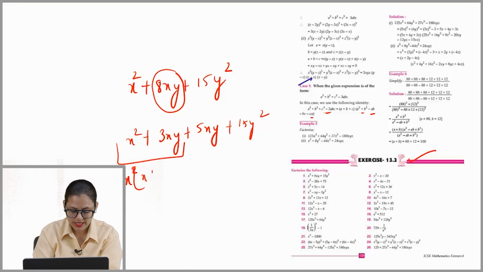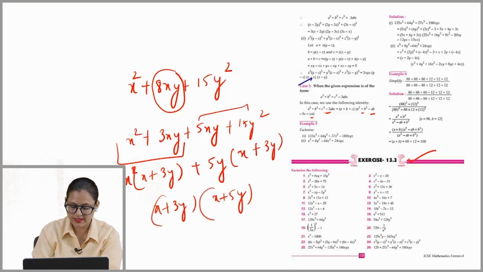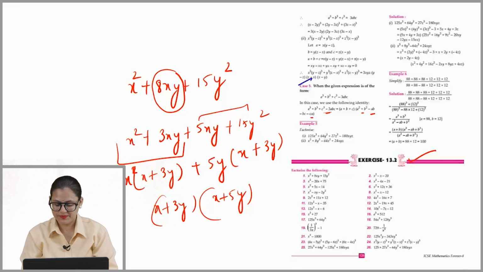So, x plus 3y. In this case, what is common? 5y. So, x plus 3y. So, x plus 3y and x plus 5y. This is the answer. Okay.